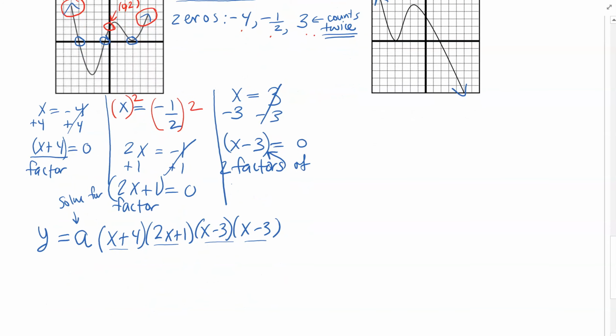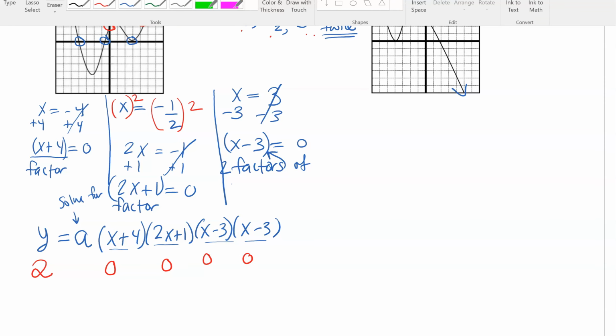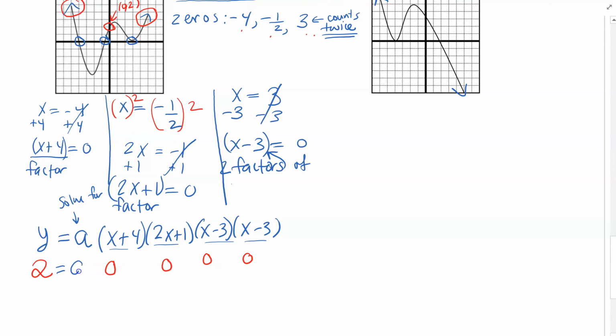Okay, now, here's where I use the y-intercept. I'm going to plug in 2 for y, and I'm going to plug in 0 for every x. Because what the y-intercept is telling me is that according to this equation, whenever x is 0, so if I plug in 0 for all these x's, okay, so I plugged in 0 for every single x, and I plugged in 2 for y, because according to this graph, if x is 0, y is 2. So what I can do is use that information to solve for a.